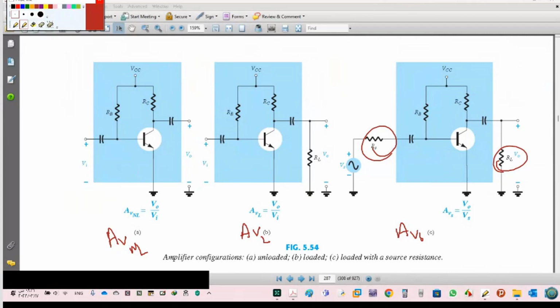Which one is the best? Which one in general? The best one is AV no load. Now you can say this. The general case, and this is the common case, is AVS. How can we calculate them?